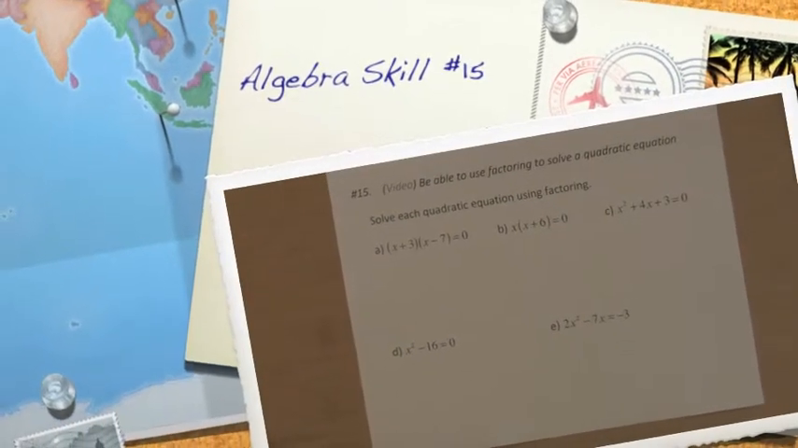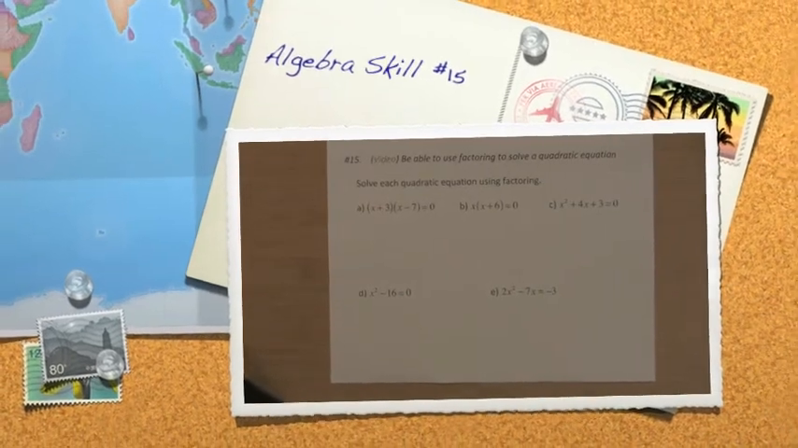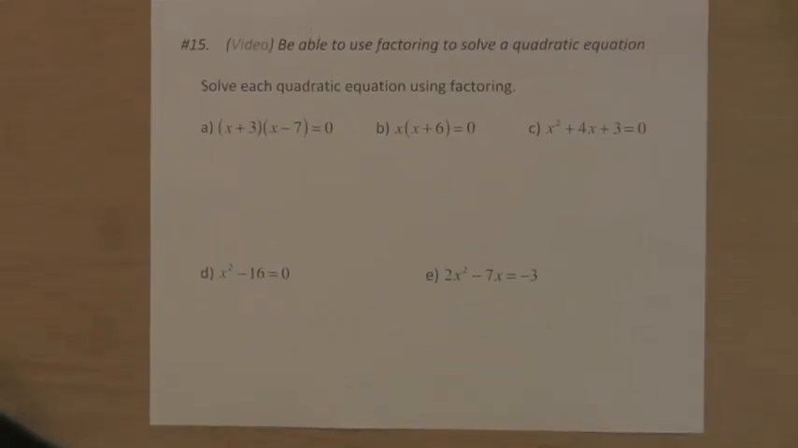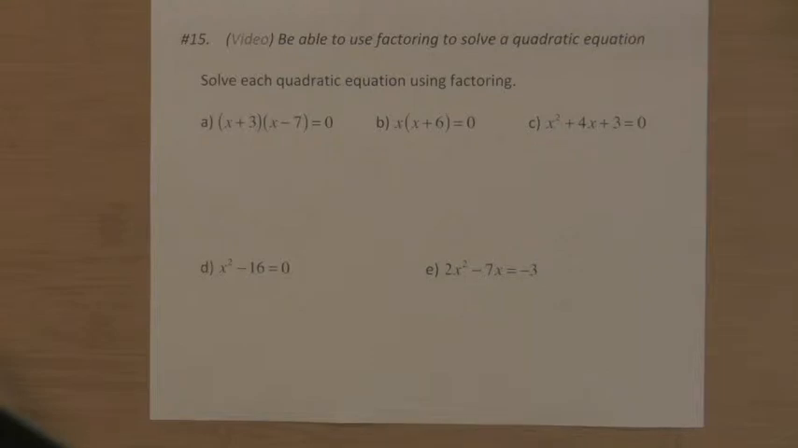So, skill 15, using factoring to solve a quadratic equation. If you have two amounts that are being multiplied and their product equals 0, then either of those two multiplying amounts, those two factors, must equal 0, so you can solve equations that way if they're factored.